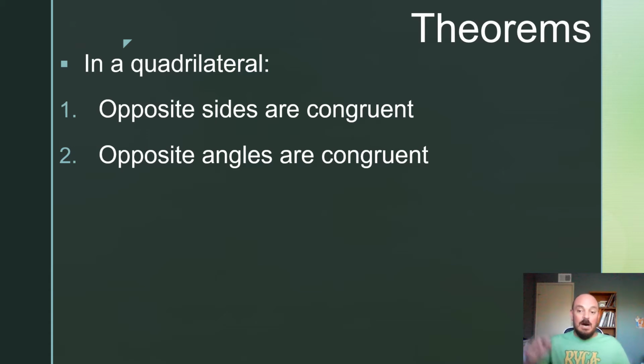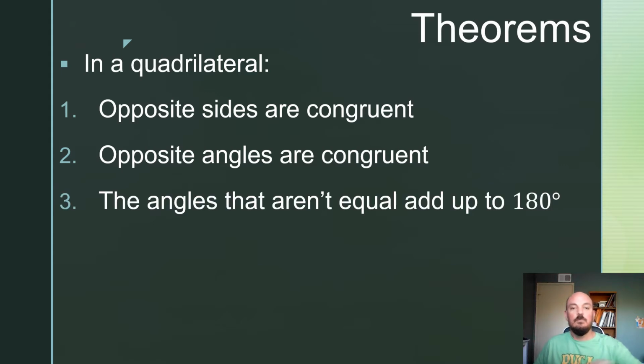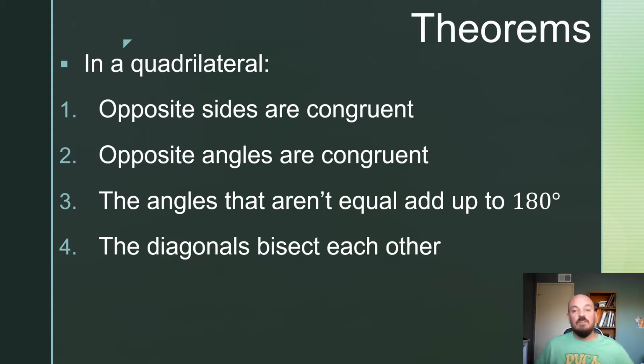Number two, opposite angles are also congruent. Number three, the angles that are not opposite each other, and therefore not congruent, always add up to 180. They're supplementary. And finally, number four, if you draw in the diagonals of a parallelogram, if you connect the two opposite corners, then those lines bisect each other. They cut each other exactly in half. So those are our four theorems. Let's take each one of them and apply it to a picture.